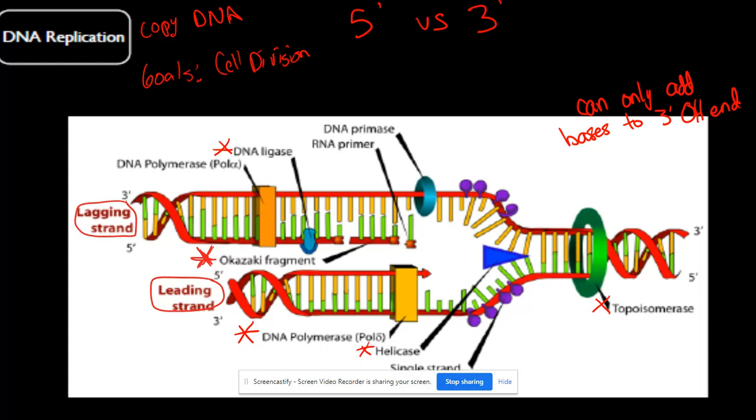Does that make sense? Okay, so an enzyme's going to come in. It's like, yep, boom, we're going to open it up right there. Enzyme's going to come in down here. Yep, we're going to open it up right there. It's going to move on down. We're going to open it up right there.